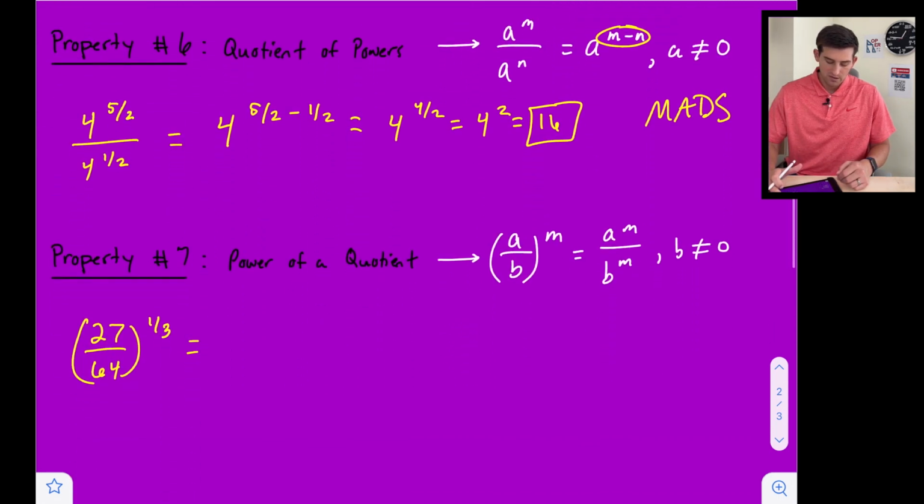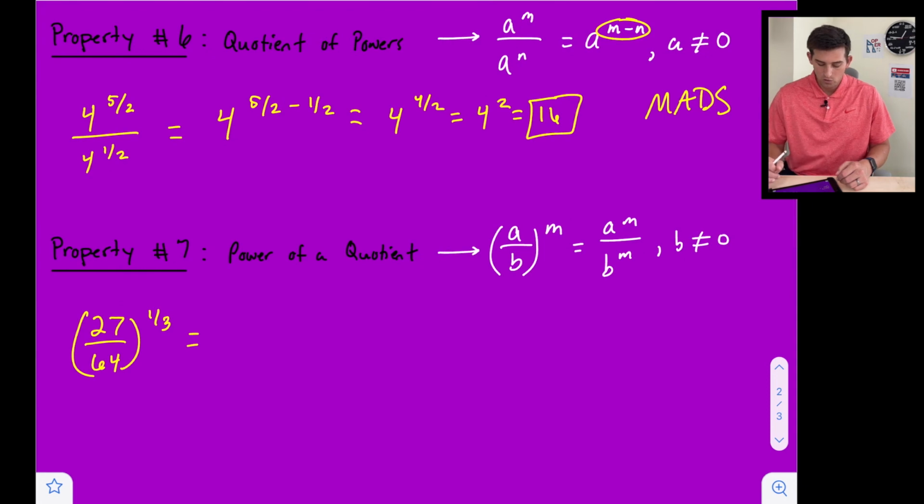All right, and our last property that we're going to look at is power of a quotient. So similar to power of a product, but in parentheses we have a division problem. So once again, very similar to distributive property, we're going to distribute that exponent to everything we have inside of our parentheses, numerator and denominator. So our example, we have 27 divided by 64 raised to the 1/3 power. So we could write this as 27 to the 1/3 divided by 64 to the 1/3.